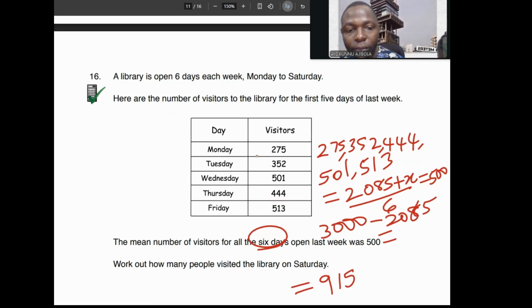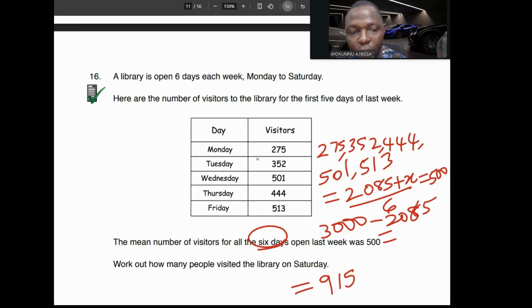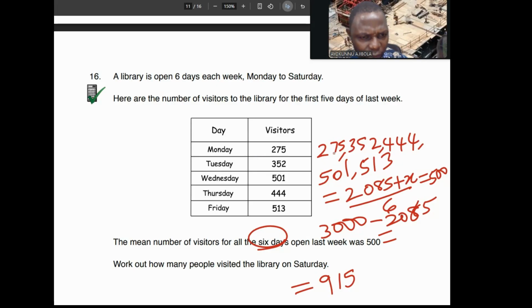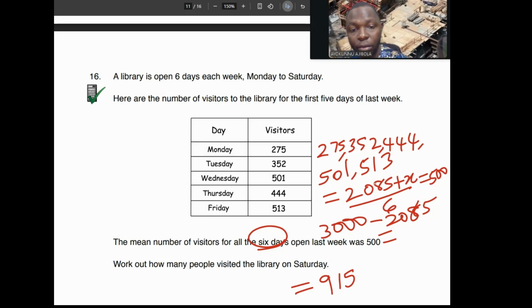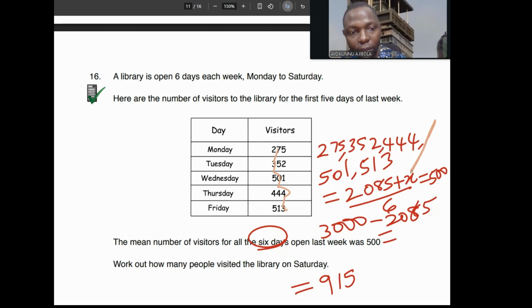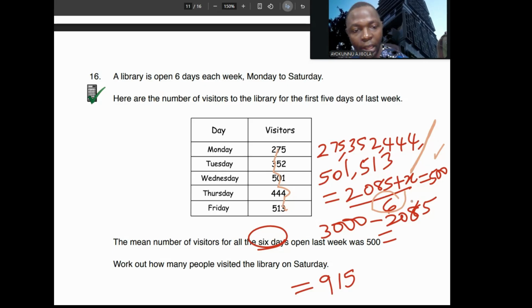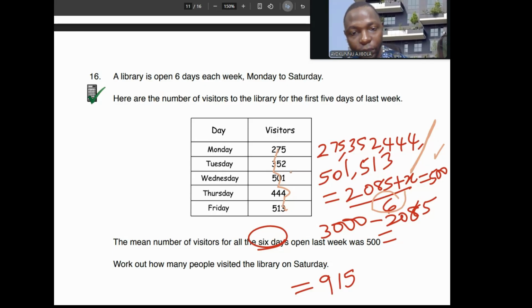I got 348. What did they get? They got 915. So how did I get 915 again? All I did was I wanted to find the mean. So I added all these, then I needed to add Saturday. Then I will divide by 6 to get our mean. So it's easier to find the x now, because I'll just say 6 times 500, which is 3,000. Then I'll remove it from the sum of all these.